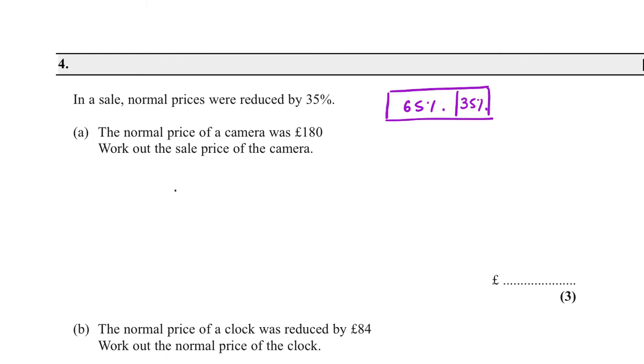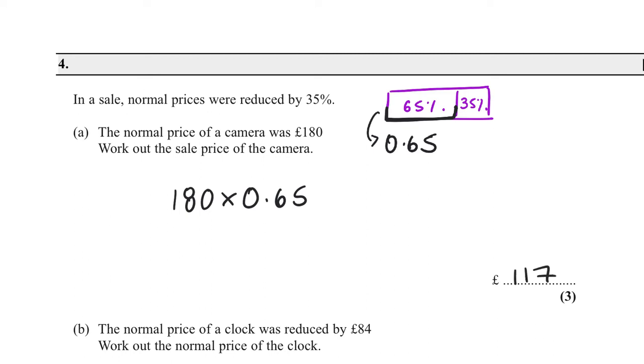So we know we're going to do 180 multiplied by, now remember, 65% is the total amount we're finding now after the reduction. What is, this is a multiplier? 0.65. 180 multiplied by 0.65 equals 117. 117.